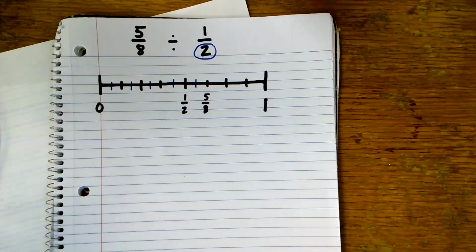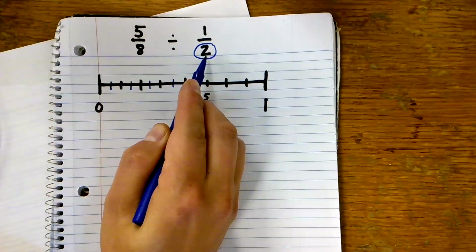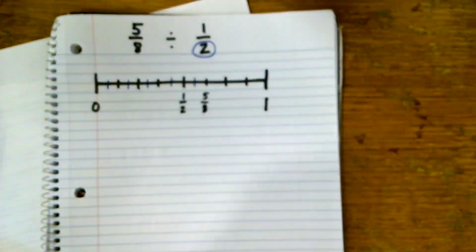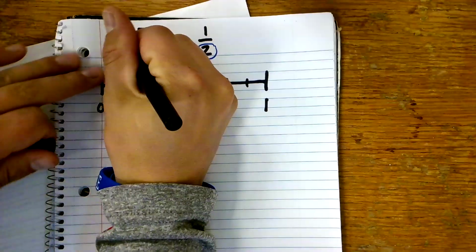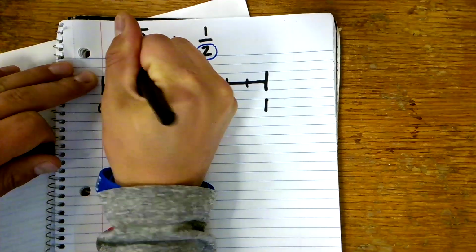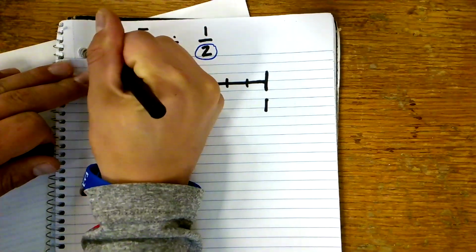From here, my next step is to find a common denominator between 8 and 2. The lowest common denominator between 8 and 2 happens to be the result of multiplying 8 times 2, or 2 times 8, which is 16. So, in finding a common denominator, I'm going to make an equivalent fraction.